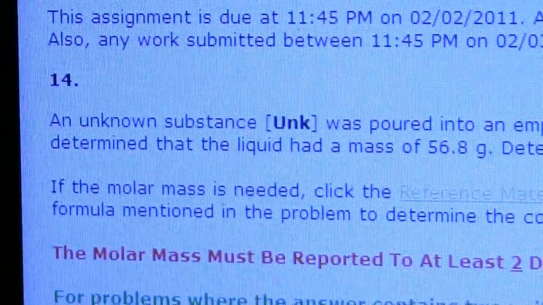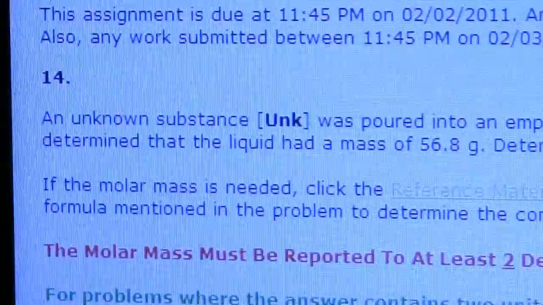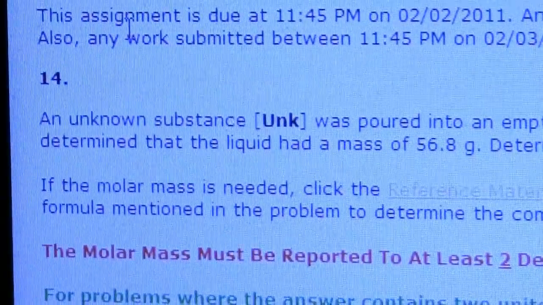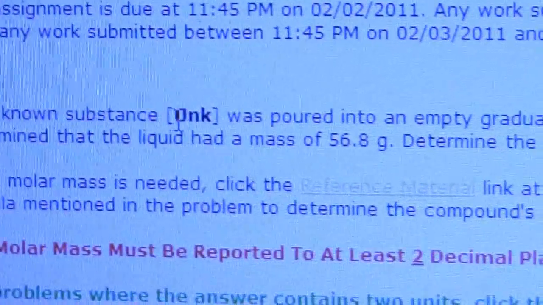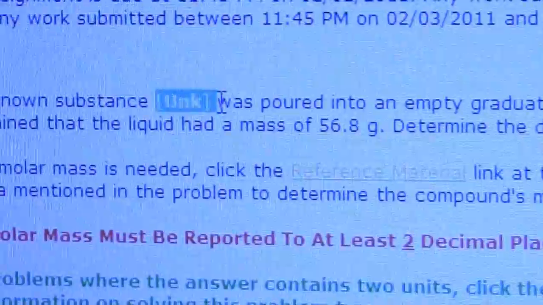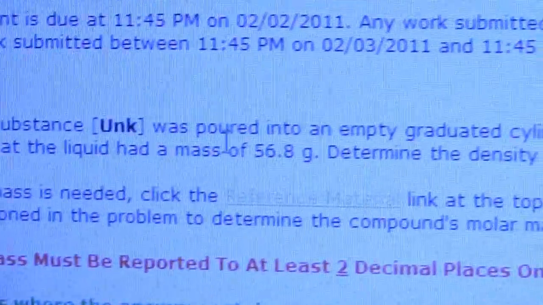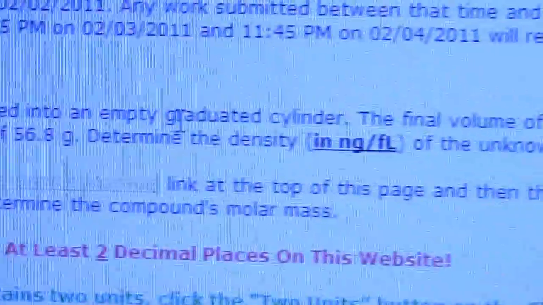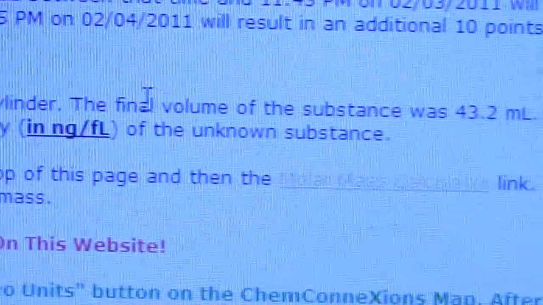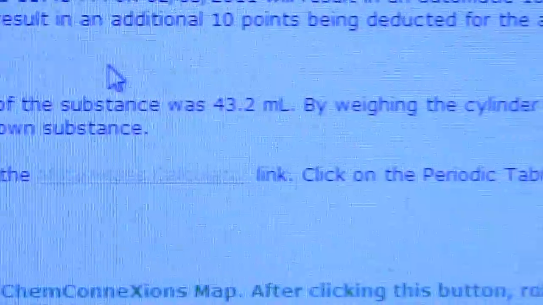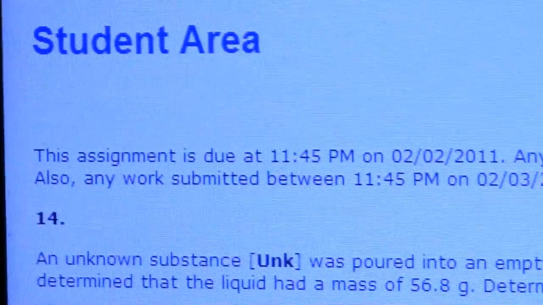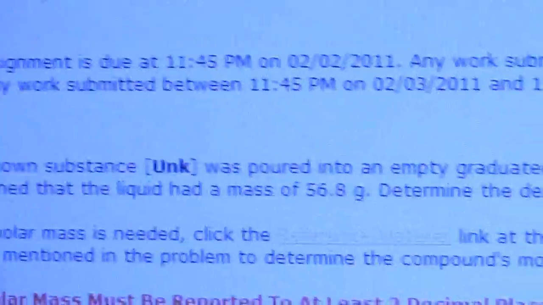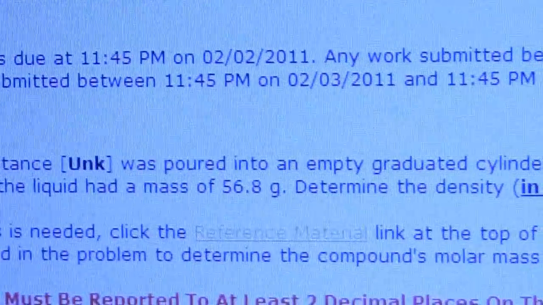Alright, here's another problem. This one will require conversion of 2 units, and so we'll get practice with that aspect. It says an unknown substance, which the computer identifies as UNK, was poured into an empty graduated cylinder. Final volume of the substance was 43.2 milliliters, and by weighing the cylinder empty and again with the liquid in it, it was determined that the liquid had a mass of 56.8 grams.